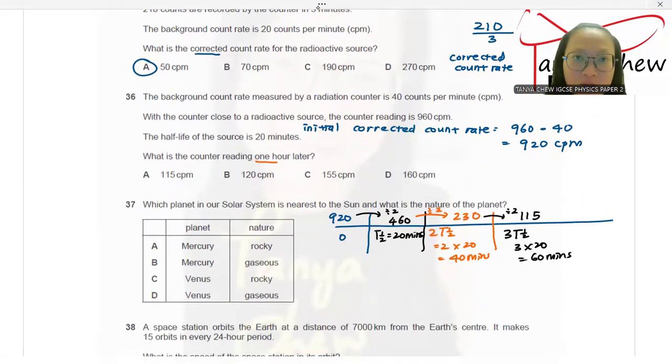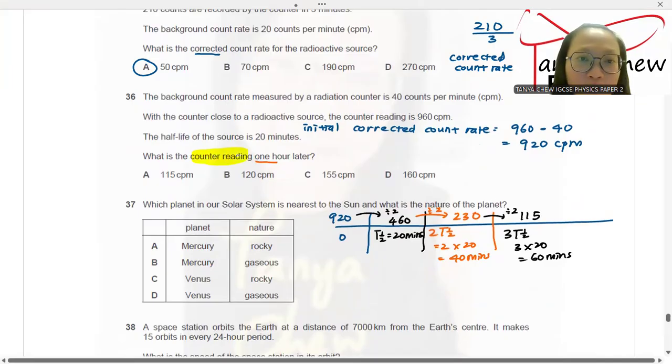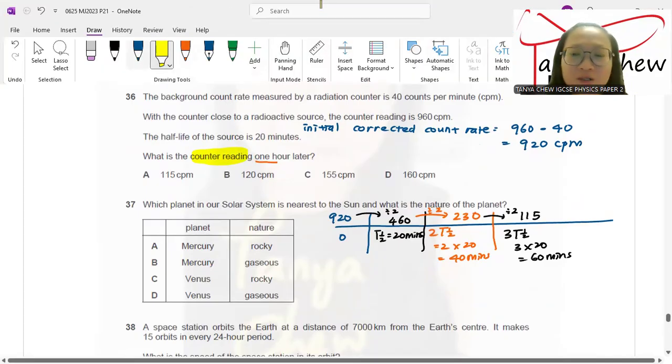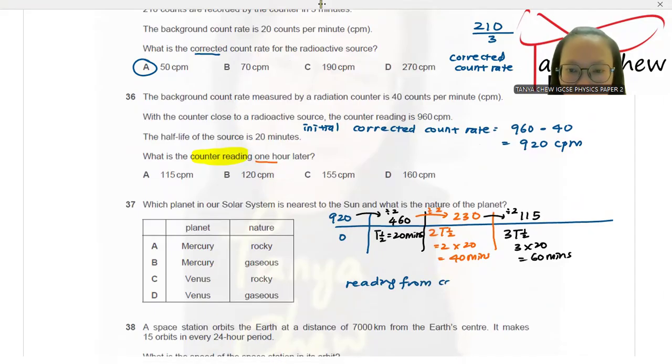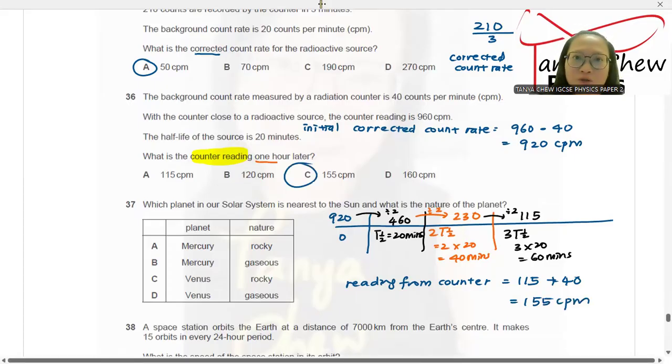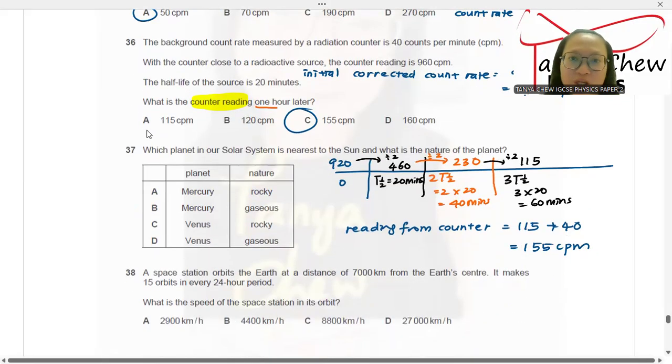But you have to look at the question again. What is the counter reading? So you have to bear in mind, the counter is not selective. It cannot select, oh, I don't want to read the background, because the counter will come with the background count rate. So if you want to get the reading from the counter, you have to add back your background radiation. 115 plus the background radiation, which is 40. So you get 155 counts per minute. C is the answer. So you have to be aware of that. It is quite tricky actually.